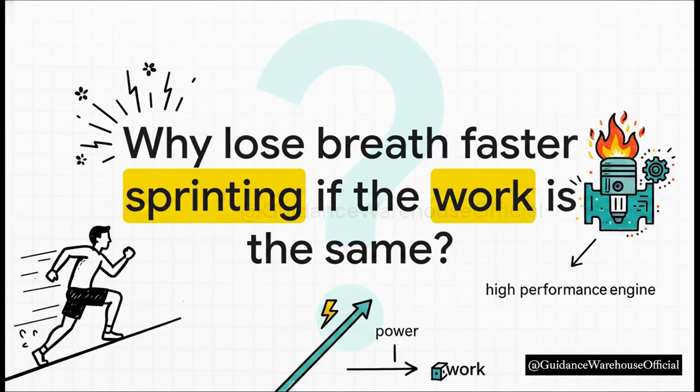Okay, so bringing this back to our first question, why do you get out of breath so much faster when sprinting up those stairs if the total work is completely identical to walking? Well, by slashing the time it takes you to reach the top, you're drastically increasing the rate at which your body has to do that work. Sprinting demands a massively higher power output. You're basically forcing your body to act like a high-performance engine, just burning through fuel at lightning speed.